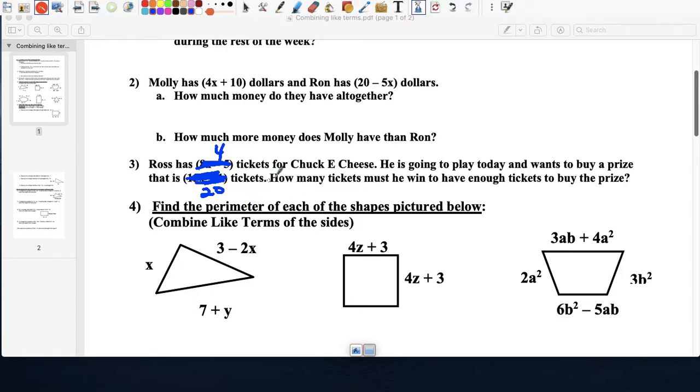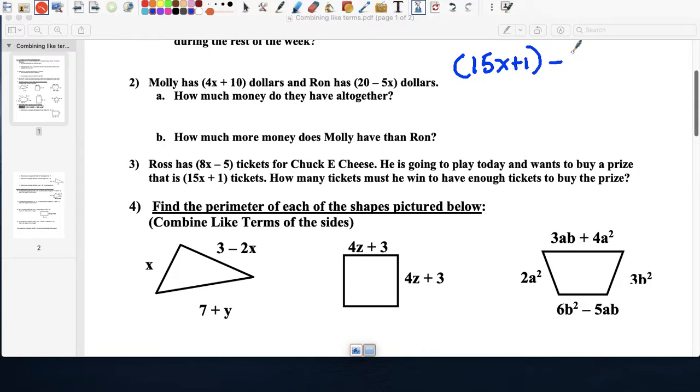Well, if this was the question, the prize is 20 tickets. He has 4. So subtract, he needs 16 more tickets. Right? That's what we're doing here. So it's the same thing, except that we don't have a standard number. We have an expression representing the number of tickets. So this is how much the prize costs. 15x plus 1 tickets.